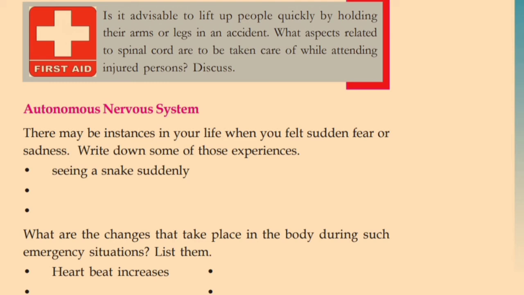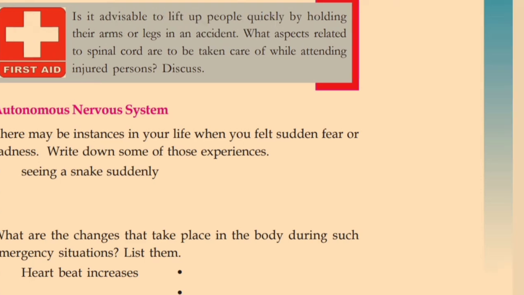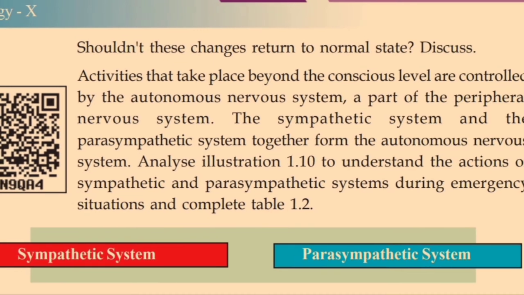Heartbeat increases, saliva decreases, etc. Eyes are enlightened or blink, etc. So a lot of changes occur in the case of emergency situations. Then activities that take place beyond the conscious level are controlled by the autonomous nervous system.